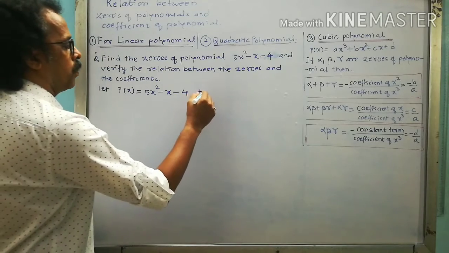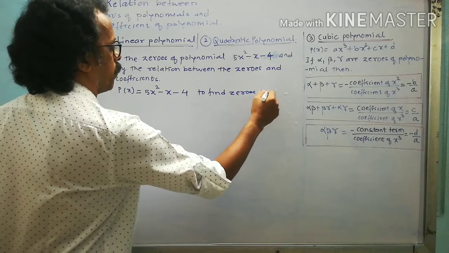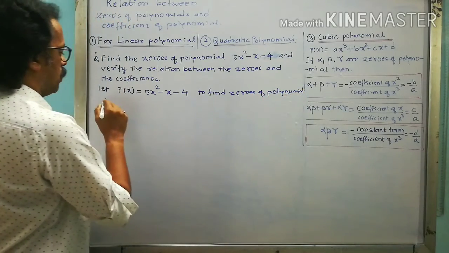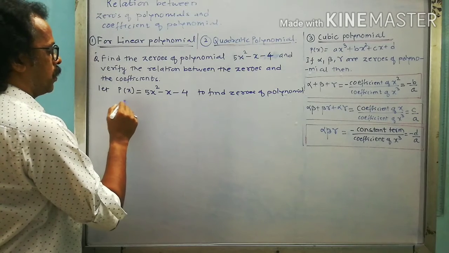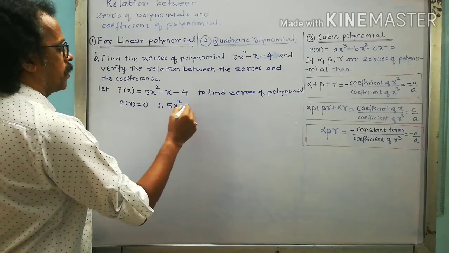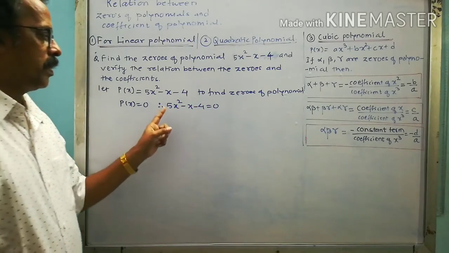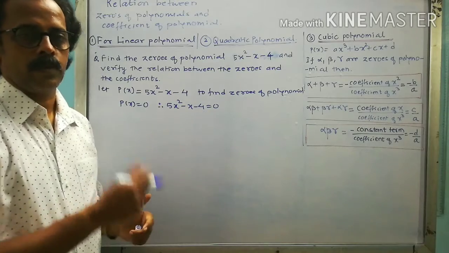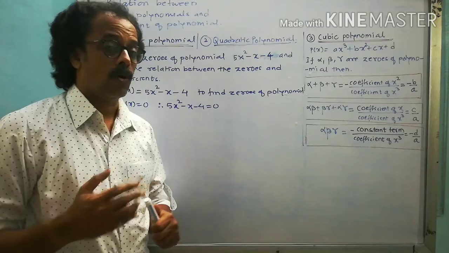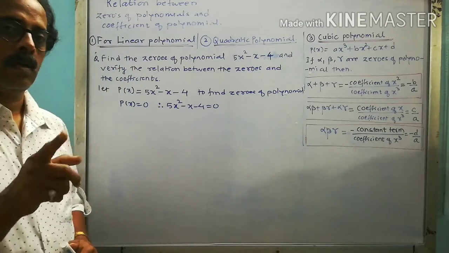Okay, now to find zeros of the polynomial, we will consider p of x is equal to 0, therefore 5x square minus x minus 4 is equal to 0. Now you have to split the middle term. By splitting the middle term, we have to factorize this. So again, your knowledge of 9th standard, polynomials and quadratic equations.